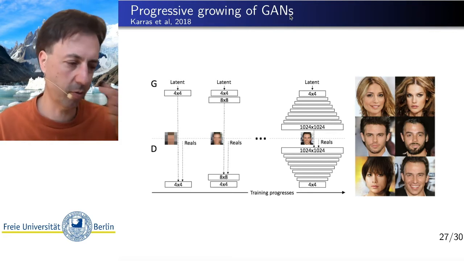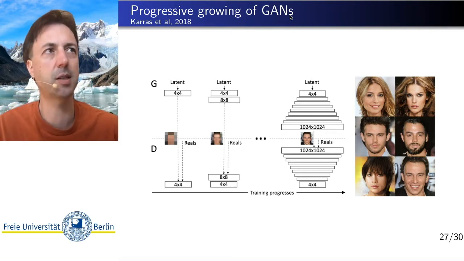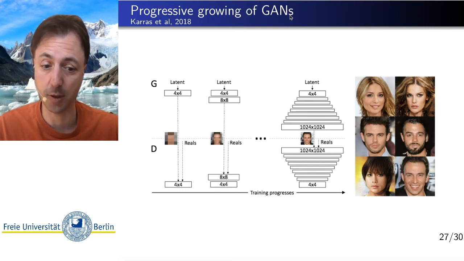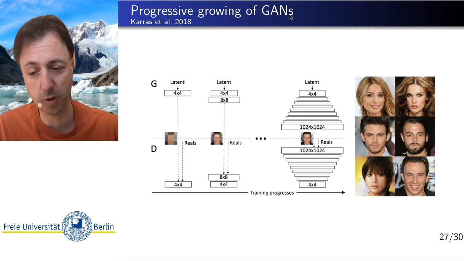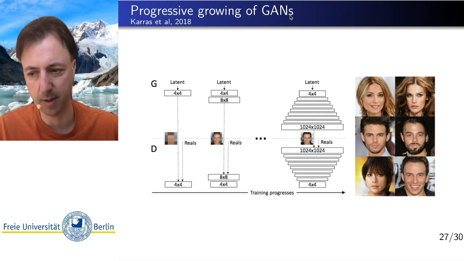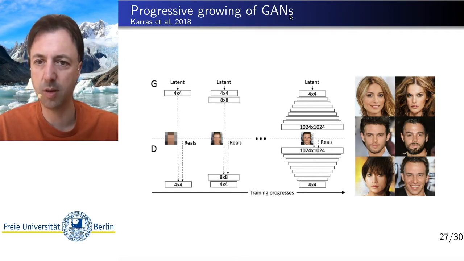Remember, convolutional neural networks with pooling are essentially using a multi-scale idea for classification. They have these convolution operations, and then you pool down to a lower dimensional representation of your feature maps, and then you convolve again, pool, etc. So here is a multi-scale idea for GANs.